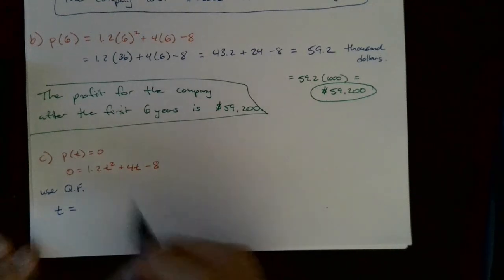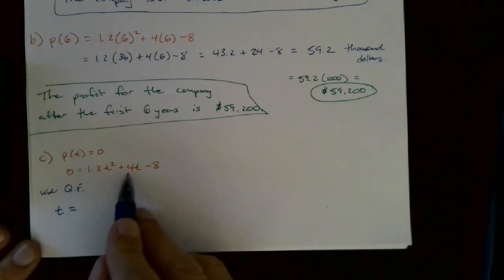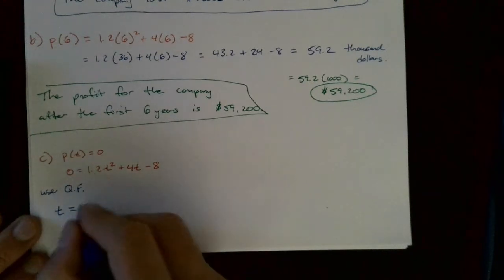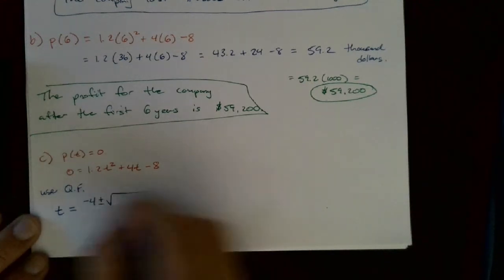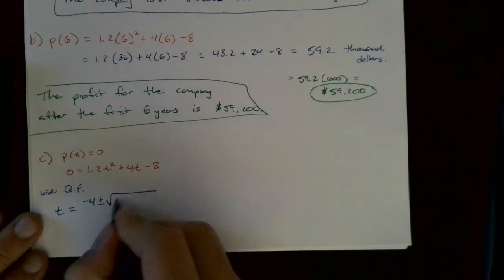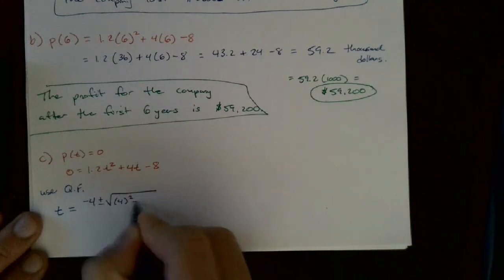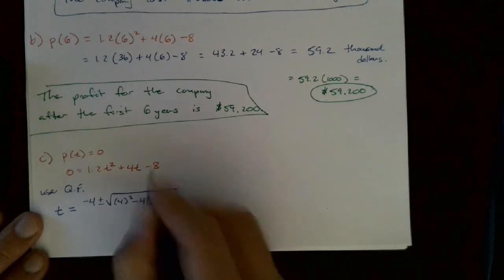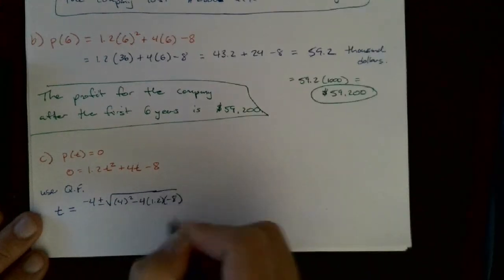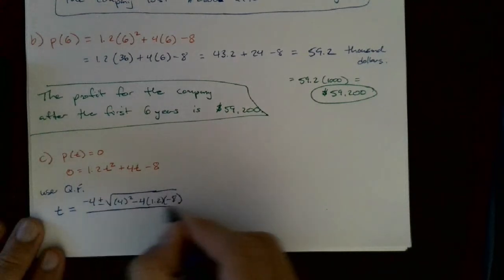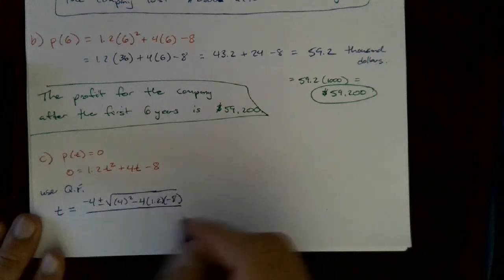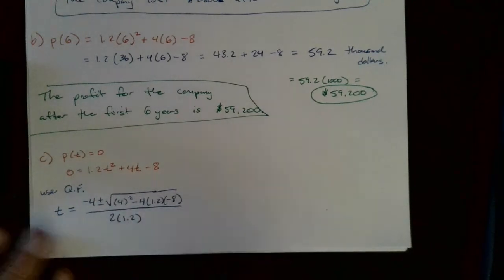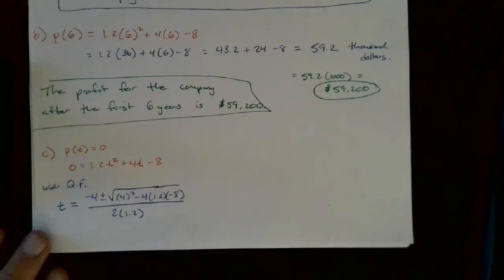It's negative b. Remember, this is a, b, and c, the coefficients here. So negative b, well, b is 4, so it'll be negative 4 plus or minus the square root of b squared, so 4 squared, minus 4 times a, which is 1.2, times c, which is negative 8. You should know how to use this formula already. It's all over, make sure the whole thing is over 2 times a, so 2 times 1.2. And what we're going to do is simplify this.